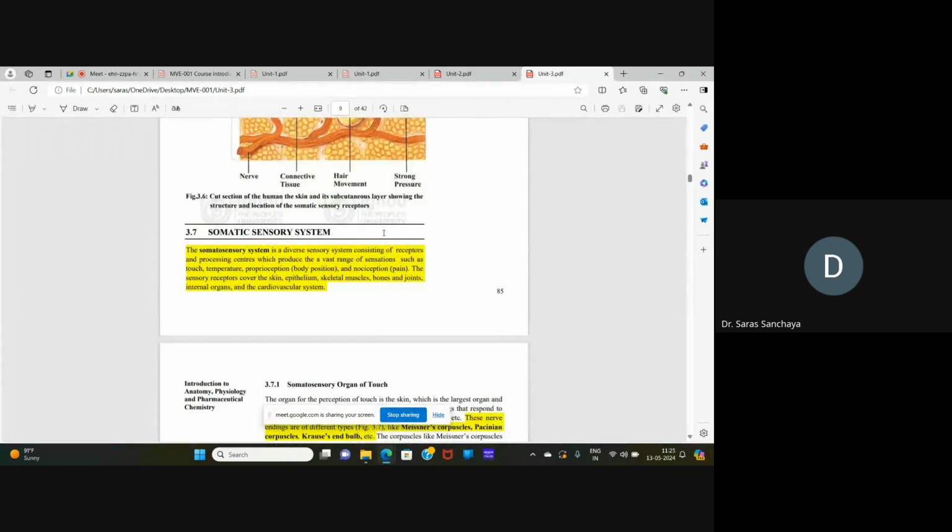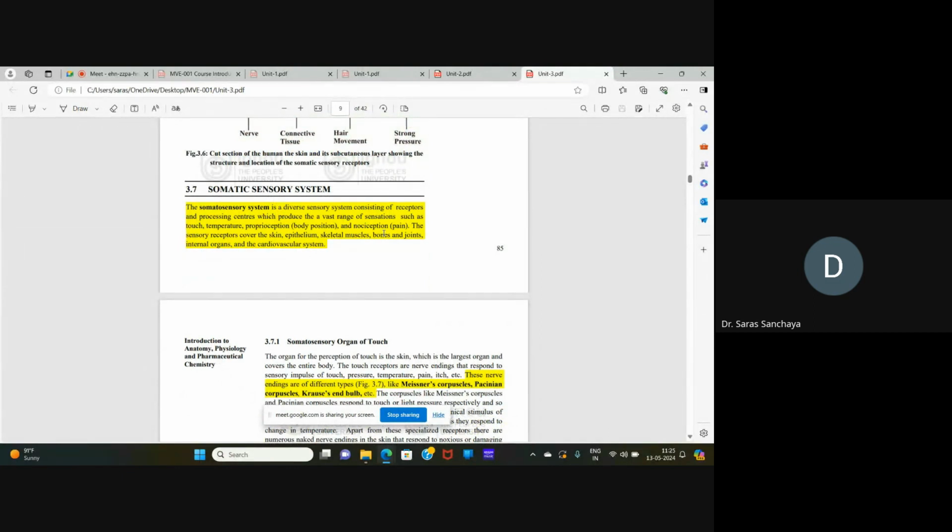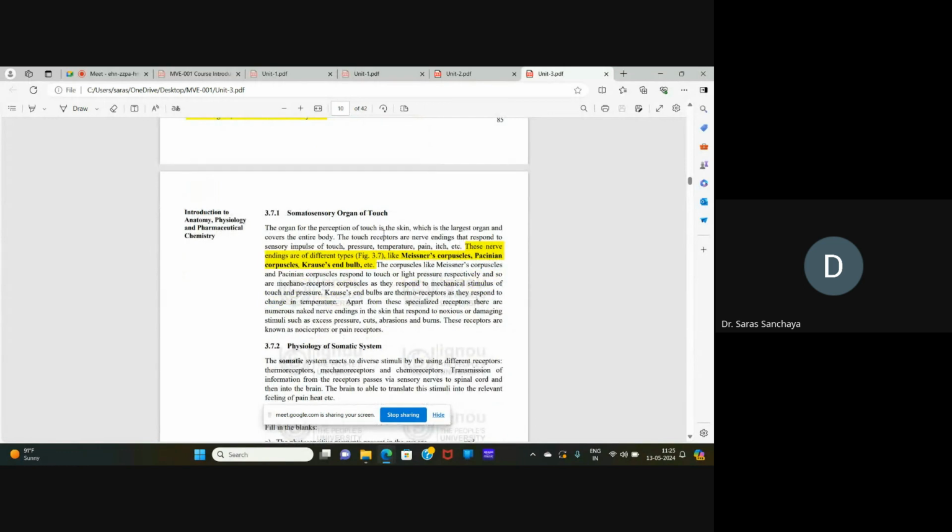And somatic sensory system. The somatosensory system is a diverse sensory system consisting of receptors and processing centers which produce the vast range of sensations such as touch, temperature, proprioception or body position, and nociception, which are pain receptors. The sensory receptors cover the skin, epithelium, skeletal muscles, bones and joints, internal organs, and cardiovascular system. Somatosensory organ of touch. These nerves are of different types like Meissner's corpuscles, Pacinian corpuscles, and Krause end bulb.